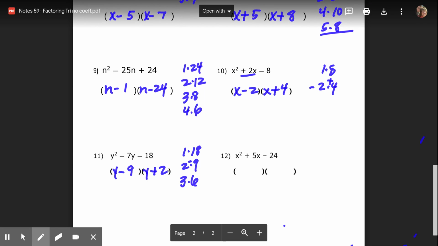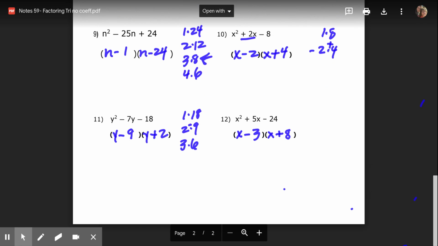Number 12. See, this is one reason why I said write down your factors, because you might need to use them again. So we need factors of 24 to give you 5. And since this last term is a minus, that means the signs have to be different, x minus and x plus. So we need the difference to give us 5. So that would be, if you look here, right there, the 3 and the 8. The 8 would have to be plus because the middle term is a positive 5. So that's 8 and 3.